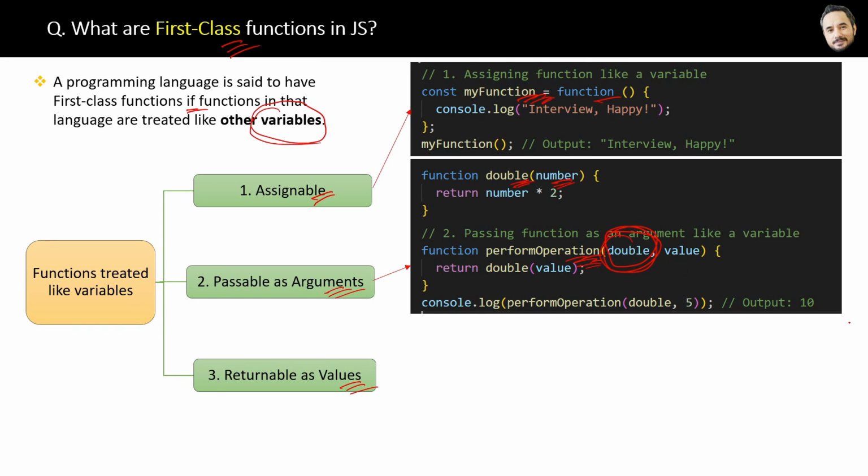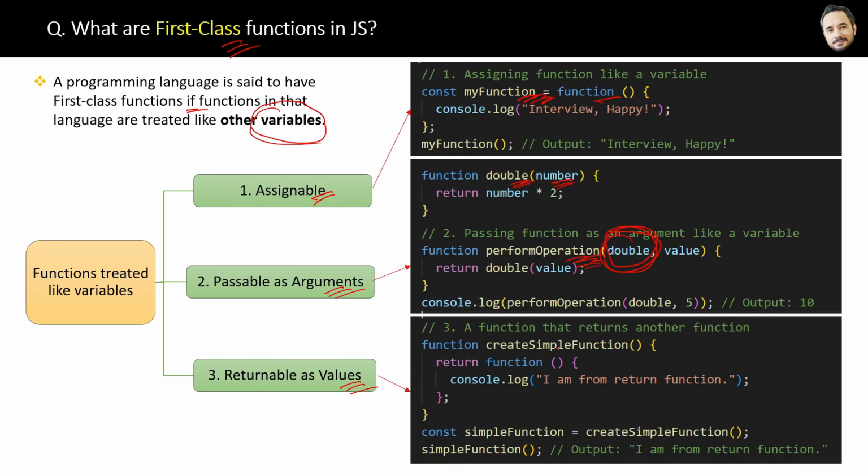The third thing we can do with the variable is we can return the variables or values from a function. Similarly, here we can return one function from another function. Now you know how functions in JavaScript can do many things like a variable can do, right? So that's why we call them first class functions.